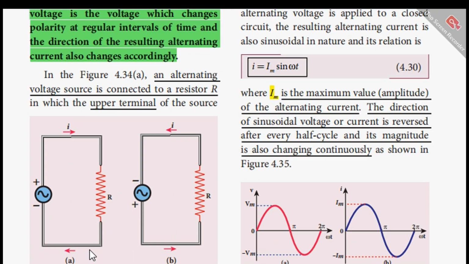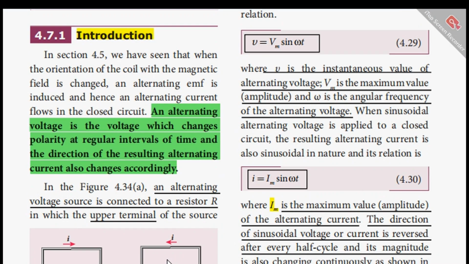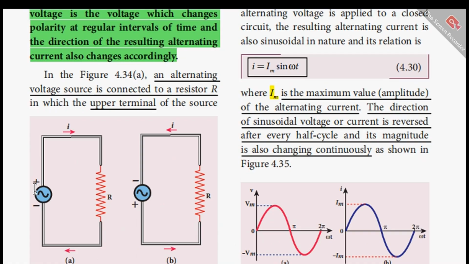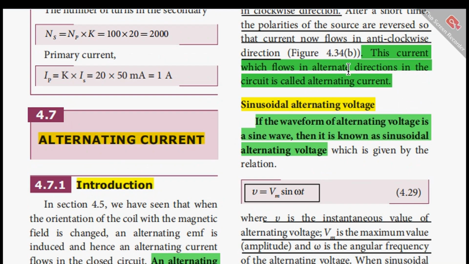In this figure 4.34a, we have an alternating voltage source which is connected to a resistor R, in which the upper terminal of the source is connected to the positive and the lower terminal is negative at an instant. Therefore, the current flows in clockwise direction. After a short time, the polarities of the source are reversed, so that current now flows in anti-clockwise direction as shown in 4.34b, like this. So here, the polarities are changed. This current, which flows in alternate directions in the circuit, is called alternating current.